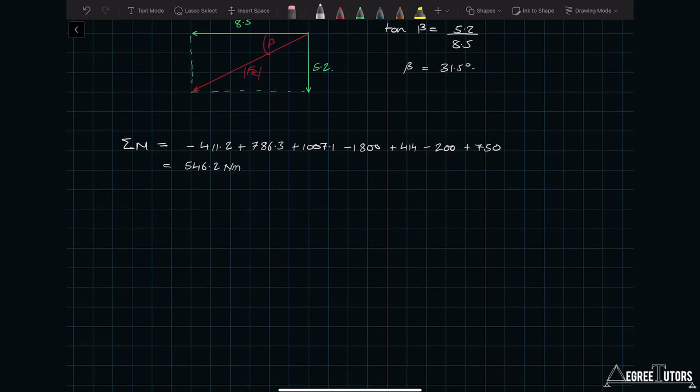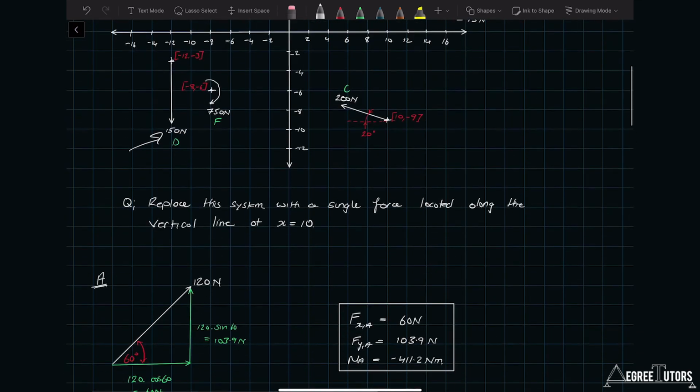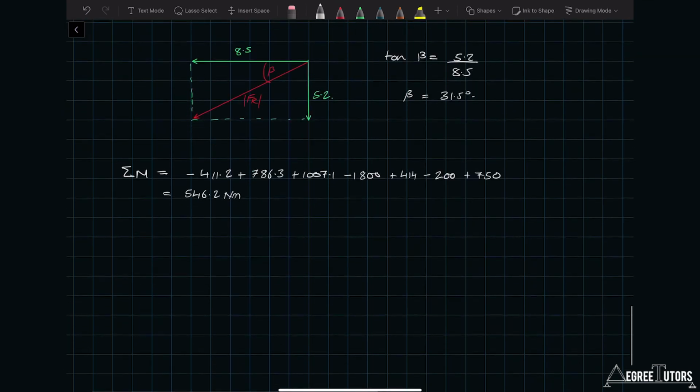All right, so remember what the question asked us. Let's remind ourselves here. The question said, let's replace this system with a single force located along a vertical line at x equal to 10. So we need to generate a clockwise moment of 546.2 Newton meters. Let's write out an equation for that moment.